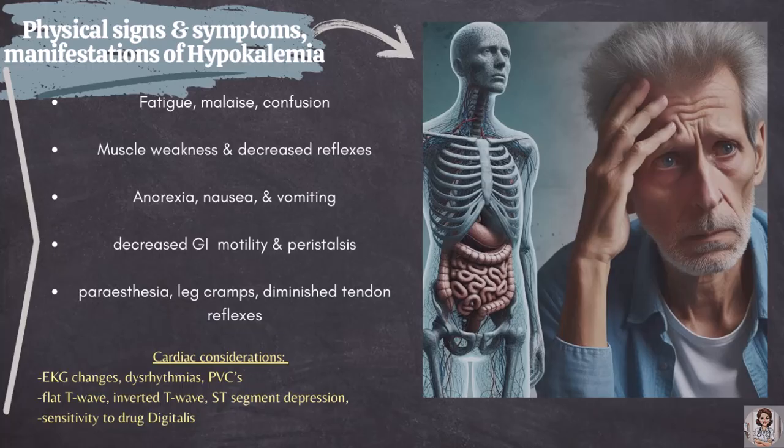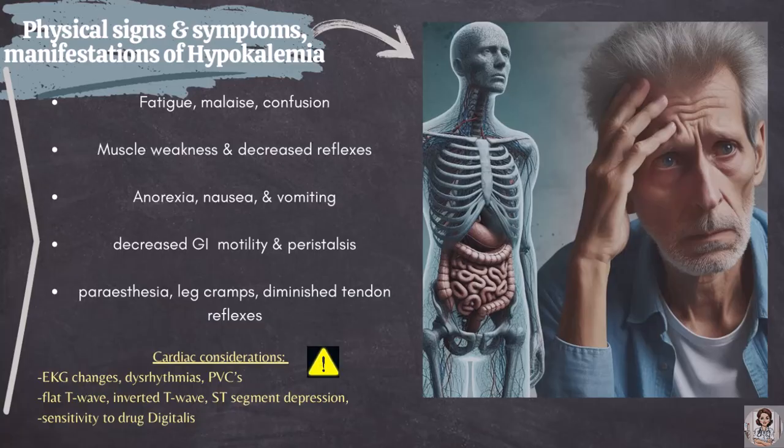So, physical signs and symptoms and manifestations of hypokalemia. These include fatigue, malaise, confusion, muscle weakness, cramps, mostly noted in the legs, anorexia, nausea and vomiting, decreased GI motility, decreased peristalsis, constipation, paresthesia, numbness and tingling, and diminished tendon reflexes.